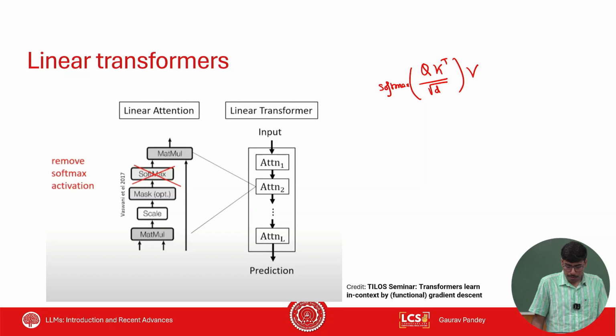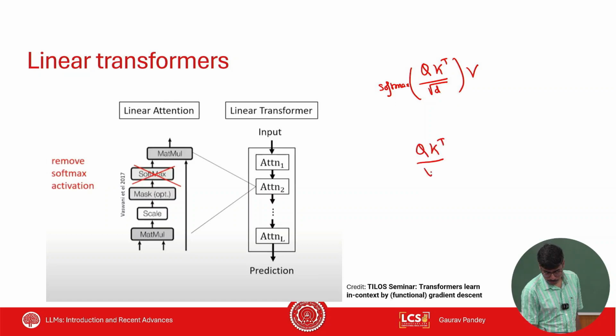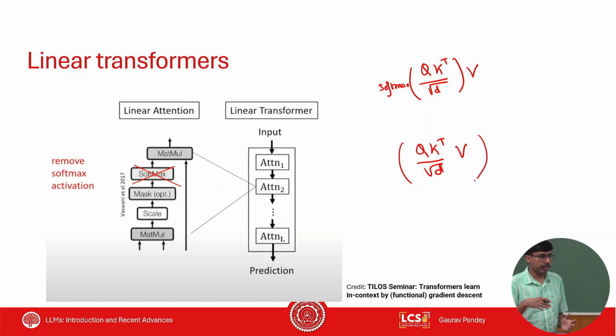So in a regular transformer, the output after attention looks like this, and in a linear transformer the softmax is not there. So just QK transpose over root d, times V. This is how a linear attention will compute the output of a layer. Okay. So this softmax is what is missing from a linear transformer, and basically it can compute linear functions of the input. That's the point.